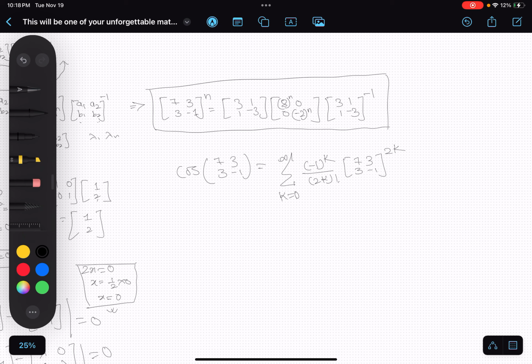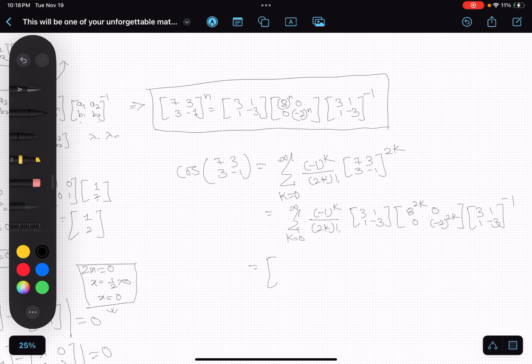Okay, now again this will just be sum from k equals 0 to infinity of negative 1 to the power k over 2k factorial, right? And we know that this would just be [3 1; 1 -3] times [8 to the power 2k, 0; 0, negative 2 to the power 2k], right? And then [3 1; 1 -3] inverse, right? Okay guys, now this is just a constant in the product, so I can definitely take this out of the sum, right?